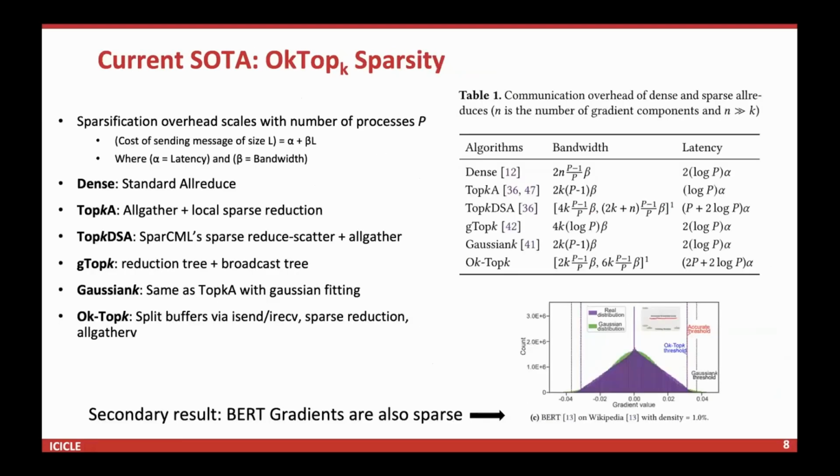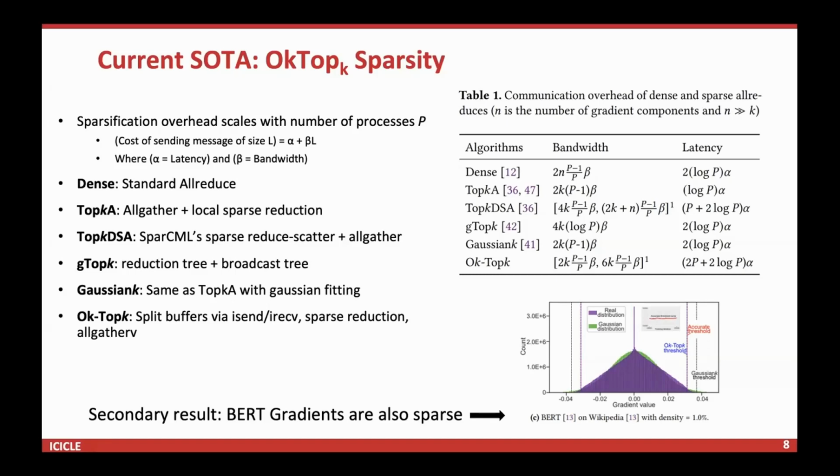Then Shi and colleagues proposed a method called Ok-TopK maybe 2 years ago. They claim this is a near optimal solution for sparsification. If we look at the sparsification overhead using the alpha-beta model for communication with MPI, the overhead scales with the number of processes P. The cost of sending a message of size L equals alpha plus beta multiplied by L, where alpha is the latency and beta is the time cost per data unit, per volume unit.